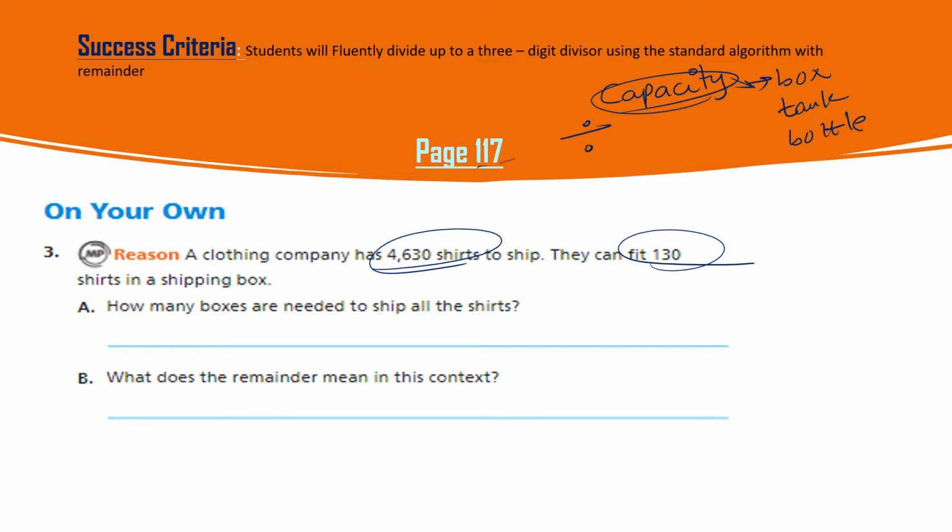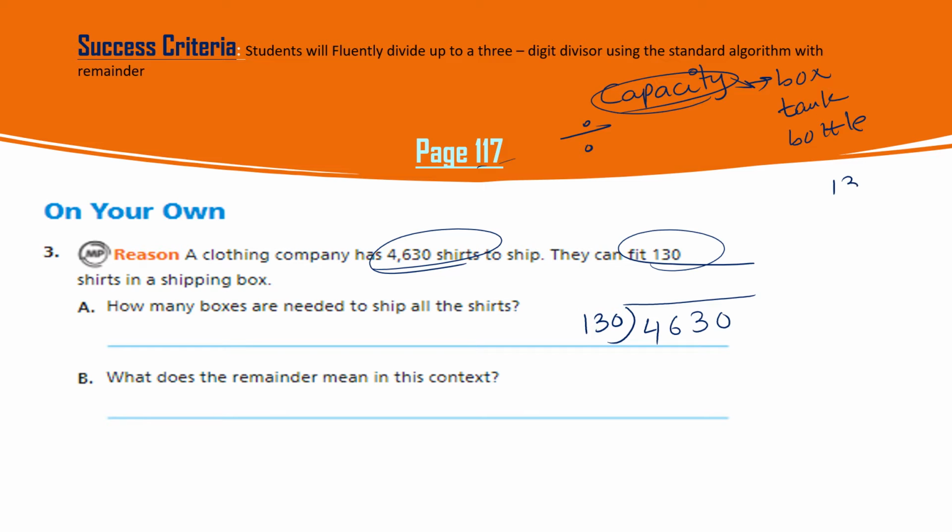They have 4630 shirts, but they can fit 130 shirts in a shipping box. So in that case, how many boxes are required? Look, how many boxes are required? The company has 4630 shirts. In one box, there could be 130 shirts only. So to find out the number of boxes, we divide.